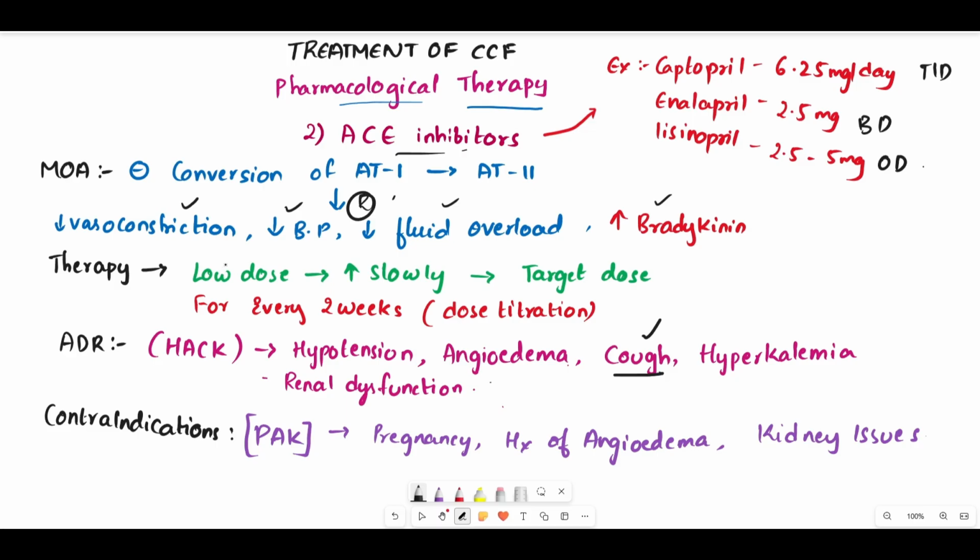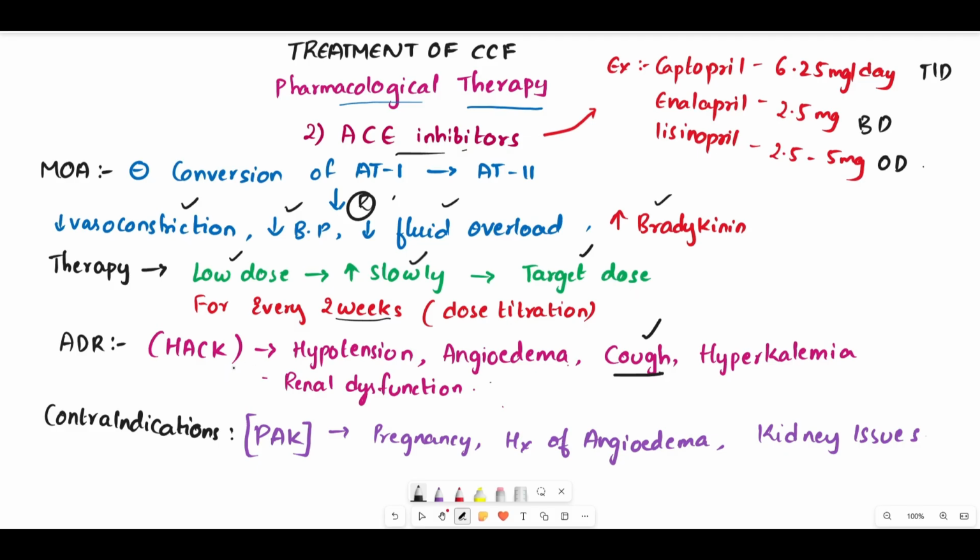And coming to the therapy in case of heart failure, ACE inhibitors are usually started with a low dose, then slowly the dose will be increased till it reaches the target dose. And for every 2 weeks, the dose titration, that means the dose will be doubled every 2 weeks. So like that, the therapy is started.